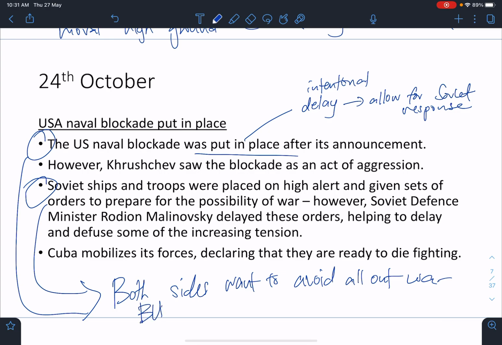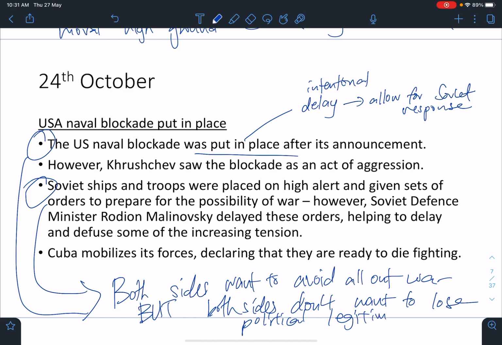But both sides also don't want to lose face, right? Neither side wants to show themselves as, oh dear, I am the one who lost the Cuban Missile Crisis. Okay.